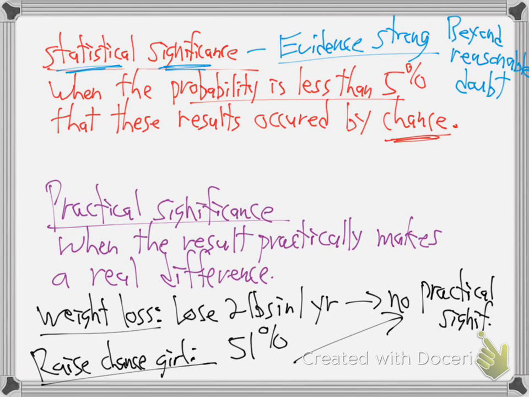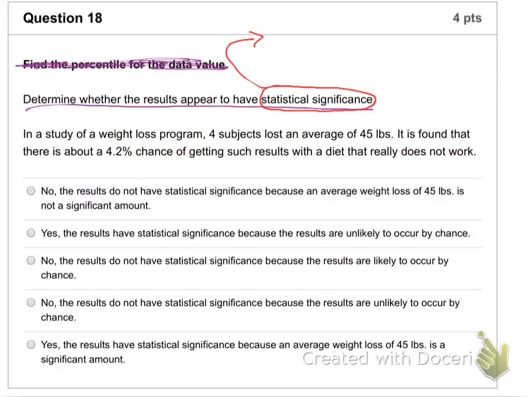So those are the two things we look at in an experiment. That'll be a lot in the rest of the course. Let's get back to this one then. You've got this weight loss program, the four subjects, 45 pounds, that's a lot. It's found that there is a 4.2% chance of getting such results with a diet that really doesn't work. In other words, that's 4.2% that it's just happening by random chance. There's a 4.2% chance that the people that lost all that weight were going to lose it anyway.